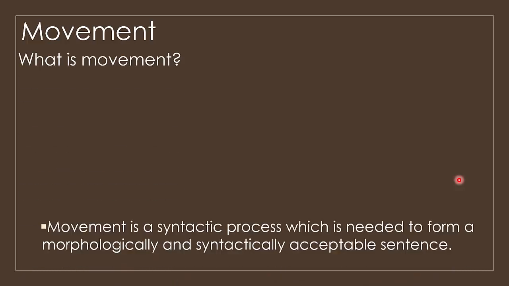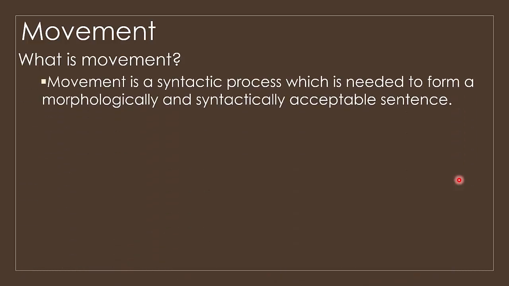What is movement? First, movement is a syntactic process which is needed to form a morphologically and syntactically acceptable sentence. So here we have two reasons for movement, two kinds of reason. The first is a morphological reason and the second is a syntactic reason. What is the morphological reason?